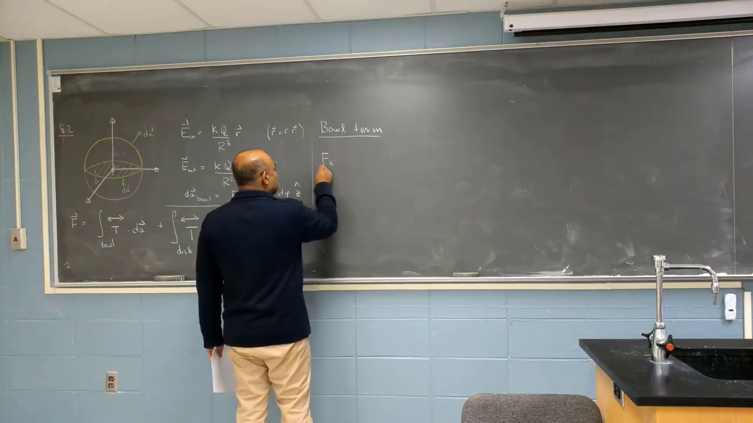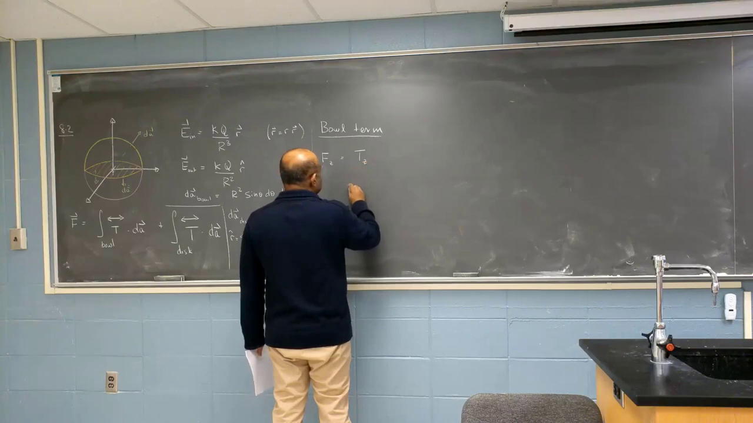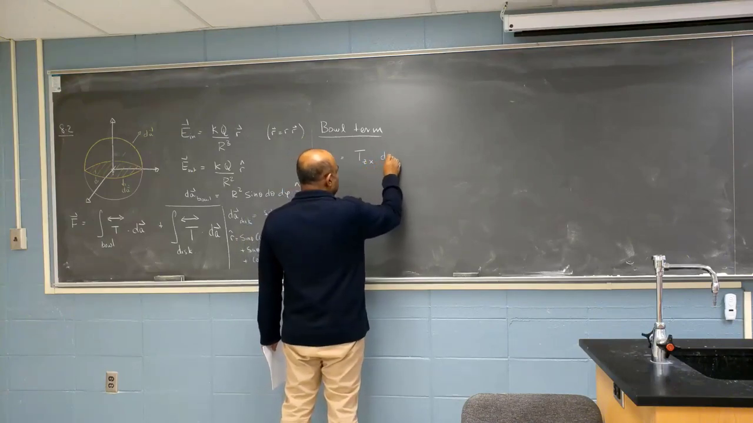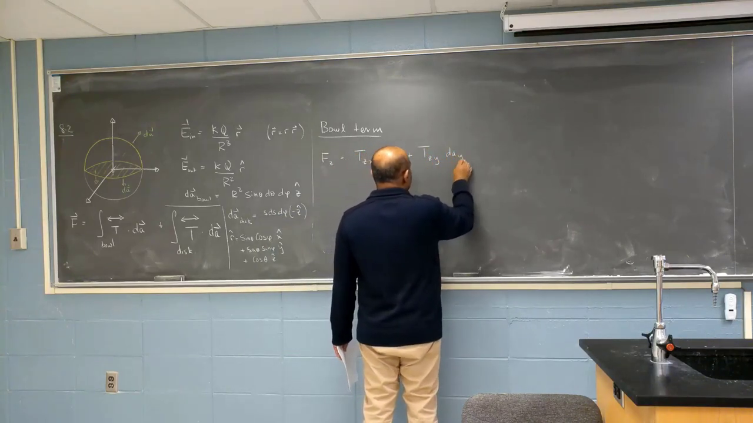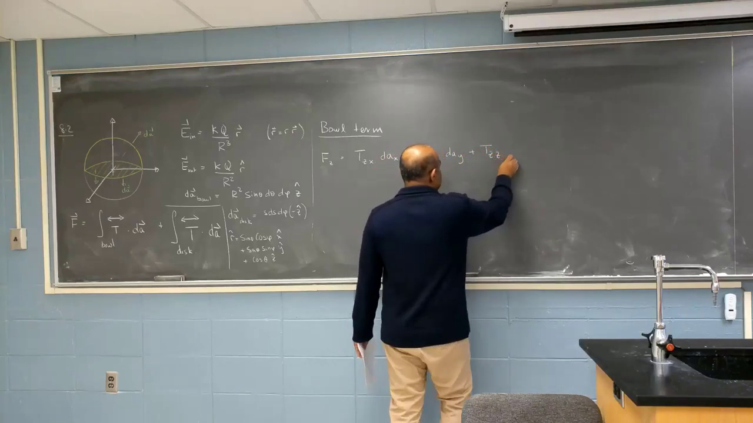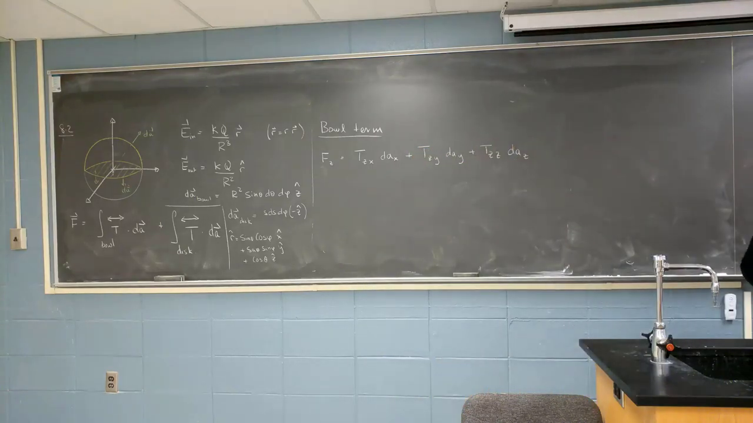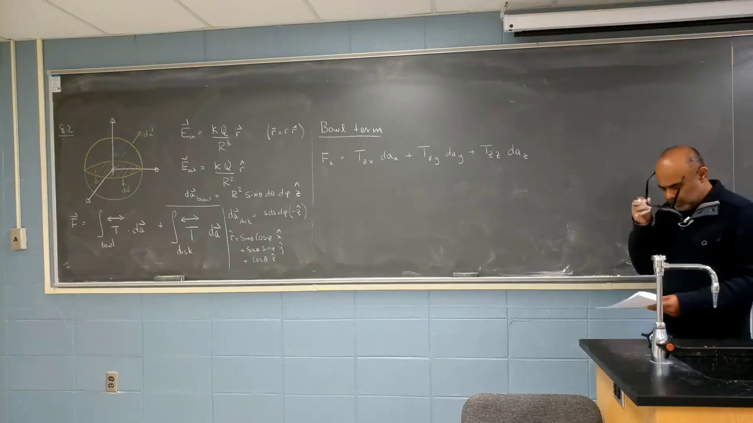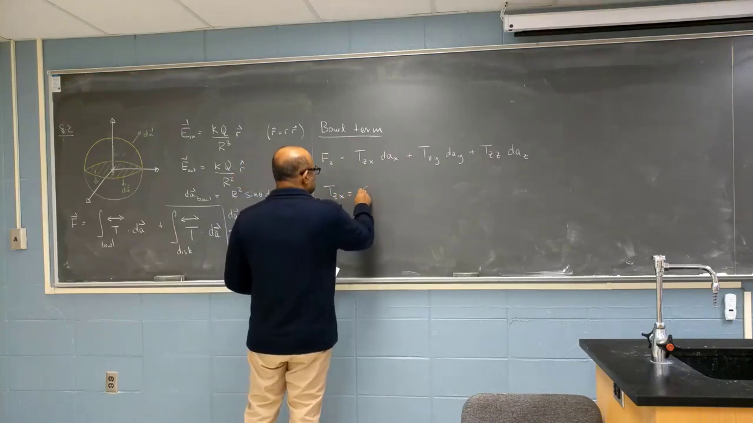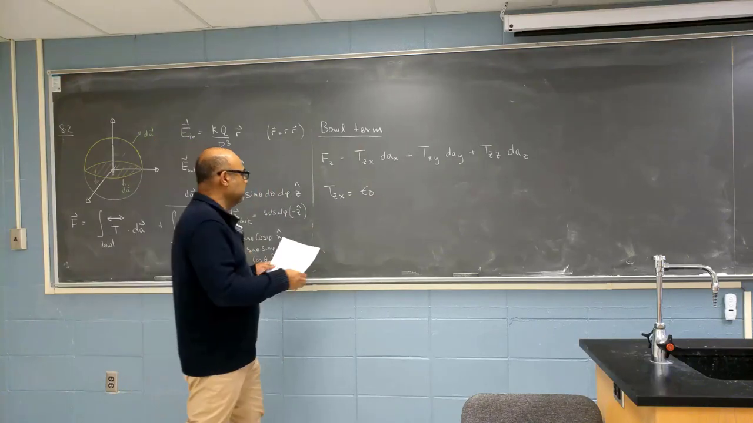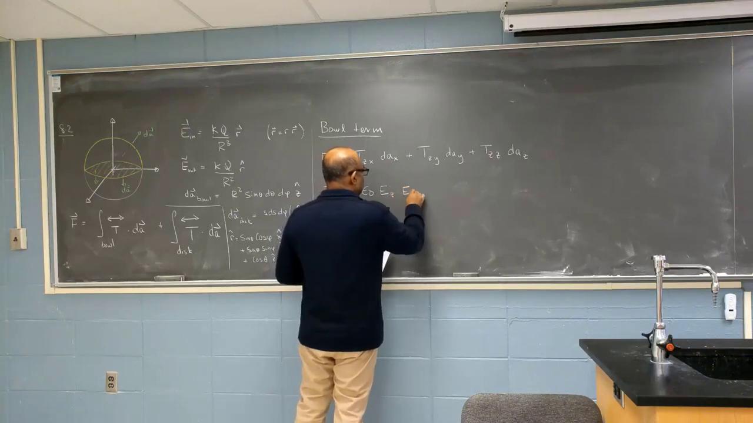Say F bold, and this is bold, so you know everything is bold. So that means it is T_Z,X dA_X plus T_Z,Y dA_Y plus T_Z,Z dA_Z. Correct? Let's compute T_ZX. What is T_ZX? There's no magnetic field. Kind of works out. It is just E_Z E_X.